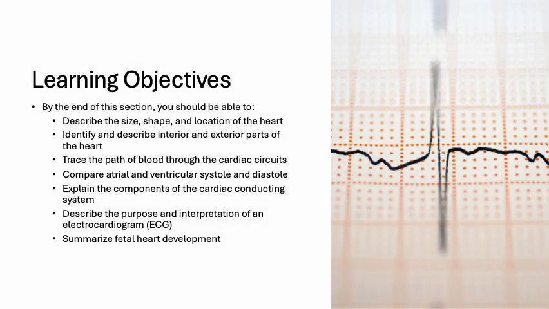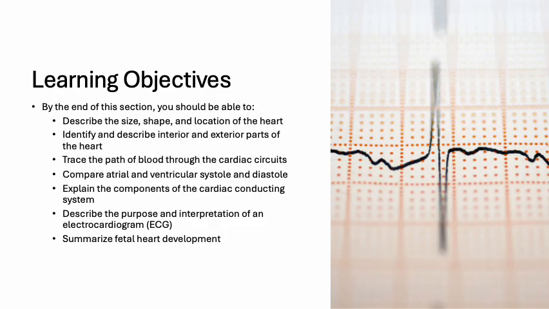Before we dive into the details, let's take a look at the learning objectives for this chapter. These objectives highlight the key concepts and competencies you should develop. We'll begin with the basic anatomy of the heart, its size, shape, and position in the thoracic cavity. Then we'll move into identifying the internal chambers and valves, as well as the major vessels associated with the heart.